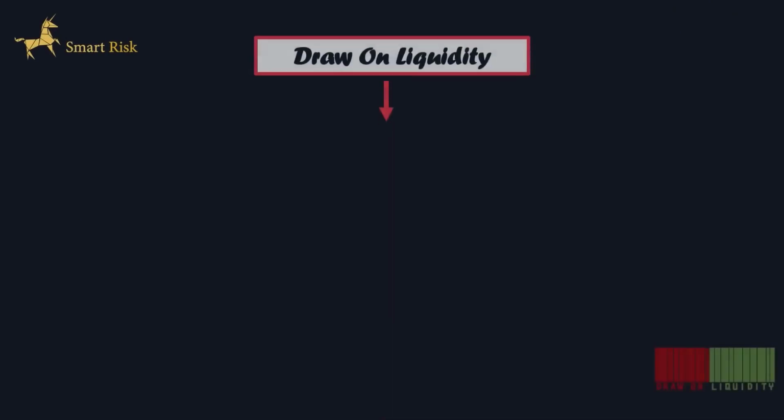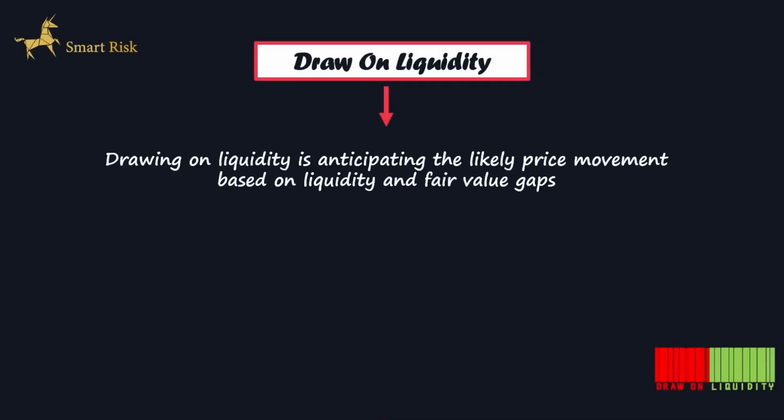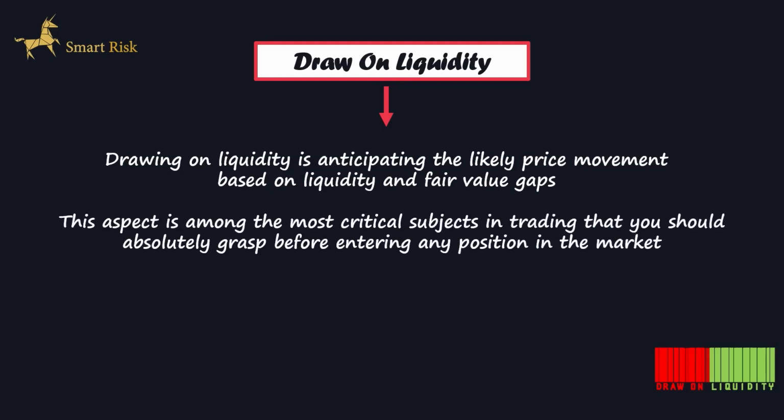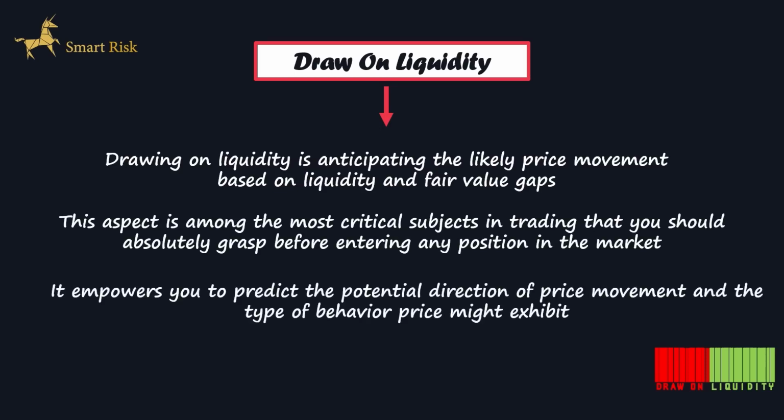Welcome back, traders. So let's get started with the draw on liquidity. Drawing on liquidity involves anticipating the likely price movement based on liquidity and fair value gaps. This aspect is among the most critical subjects in trading that you should absolutely grasp before entering any position in the market. It empowers you to predict the potential direction of price movement and the type of behavior price might exhibit. For example, where it might retrace before making an upward or downward move.